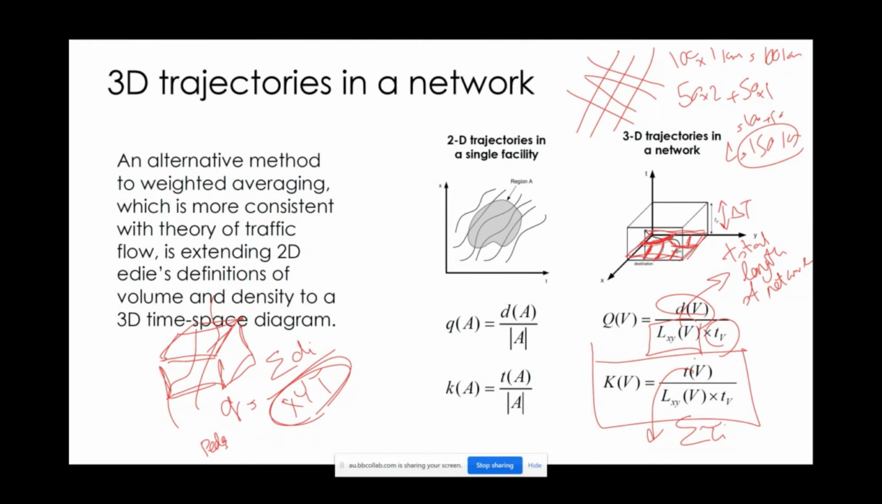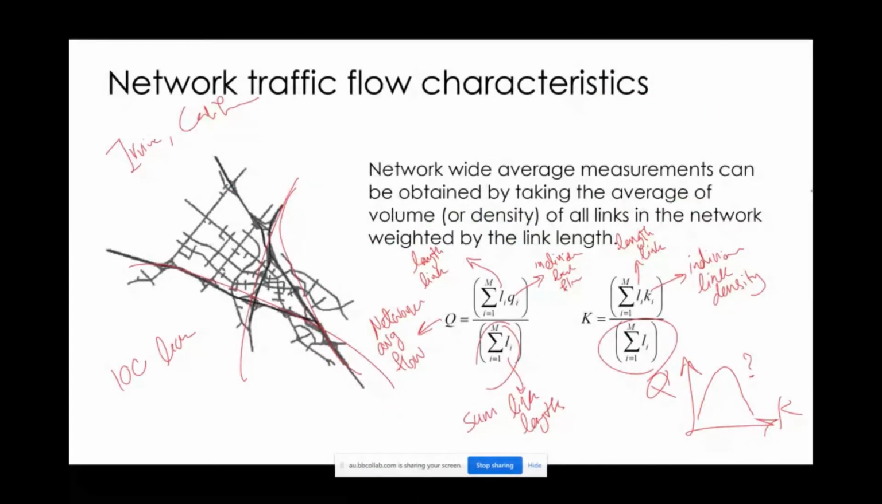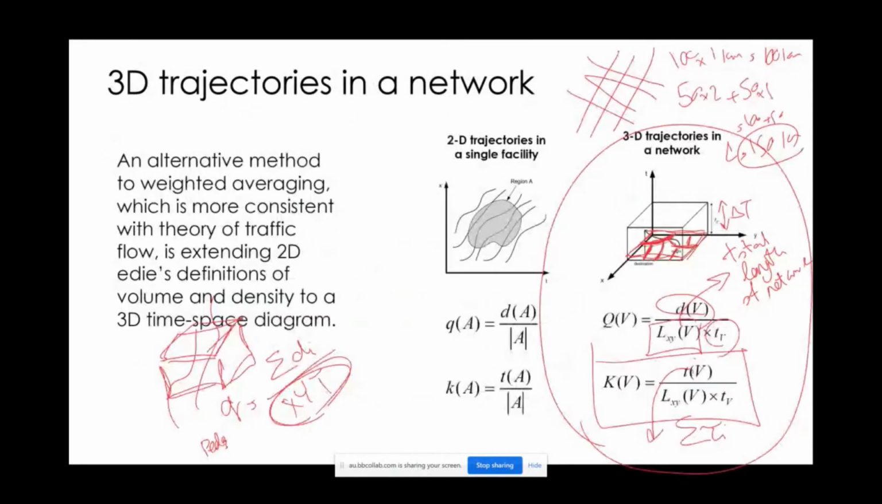So that's how we can also calculate average flow and average density. It's a little bit more data intensive, I would say, because if we want to go with Edie's definition, we need to have individual trajectories, right? So that's a lot of data. But a simpler way is just to go with the weighted average, as I showed here.